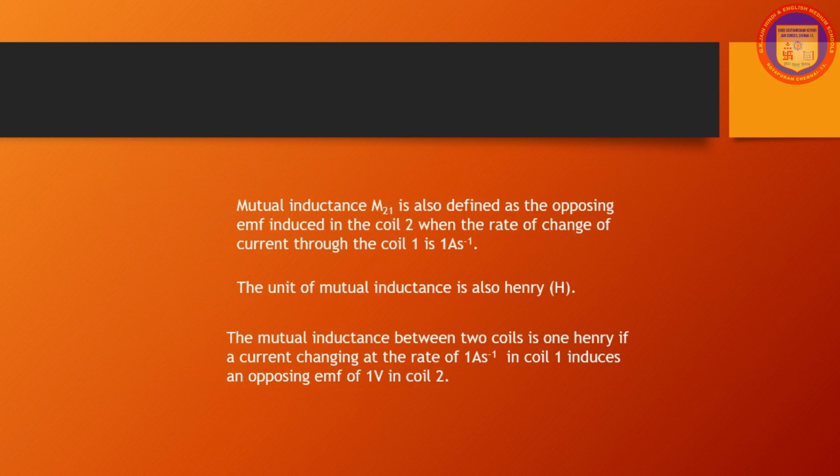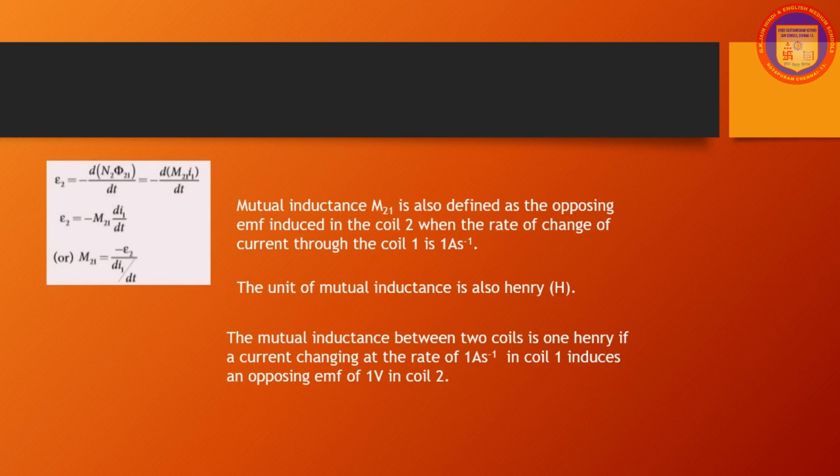So, when the current I1 changes with time, an EMF epsilon 2 is induced in coil 2. The same way we derived it for coil 1, it can also be derived for coil 2. So we get epsilon 2 is equal to minus d(N2 phi 21)/dt, so minus d/dt of (M21 I1), so minus M21 into dI1/dt, or M21 is equal to minus epsilon 2 divided by dI1/dt.